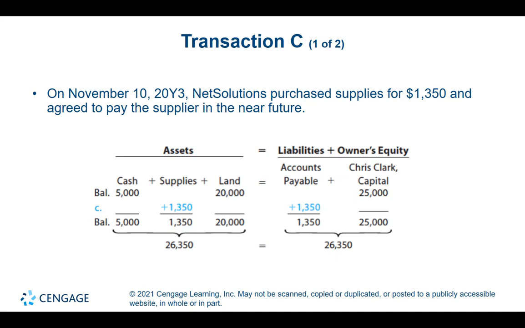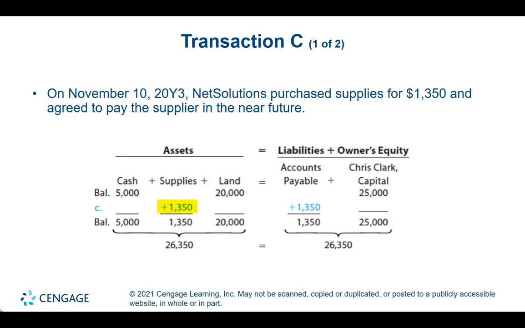So on November 10th, it purchased supplies for $1,350 and agreed to pay the supplier in the near future, meaning that it's not paying cash now, but it will pay in the future. So how do we record that? Let's do what we know first. Supplies, we know, was purchased, and so an increase of supplies, and we record using the supplies account, and supplies is an asset. So record supplies increased $1,350.